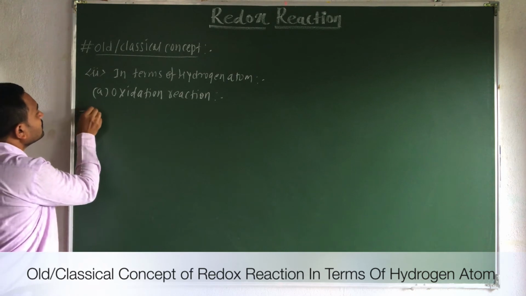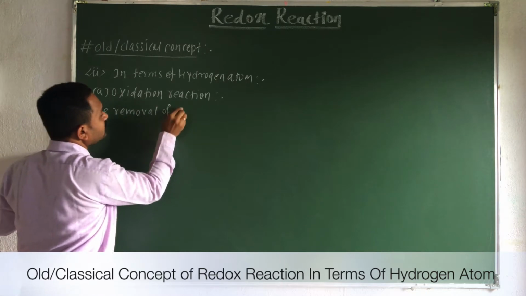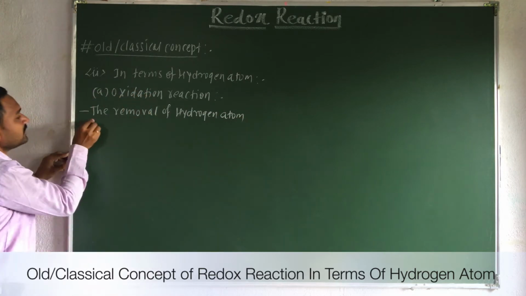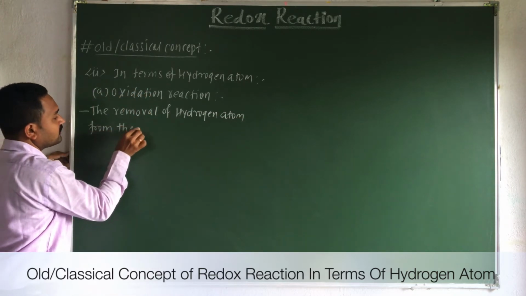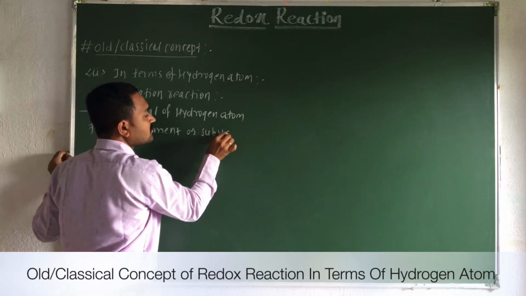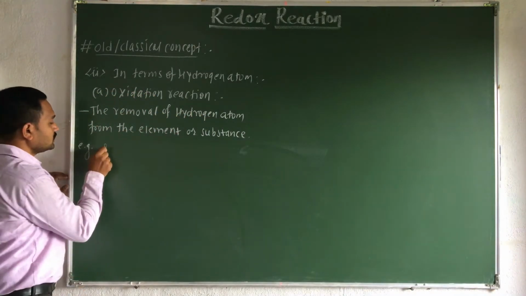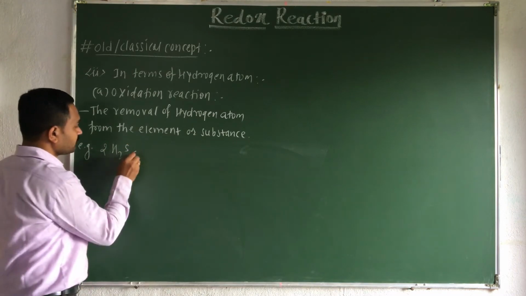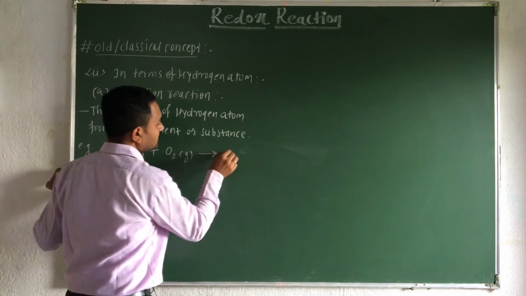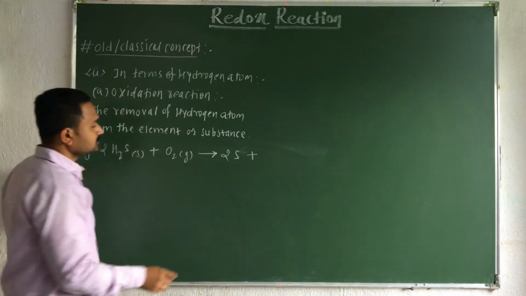So remember, the removal of hydrogen atom from the element or substance is called an oxidation process. For example, 2H2S plus O2 gives 2S plus H2O in liquid.